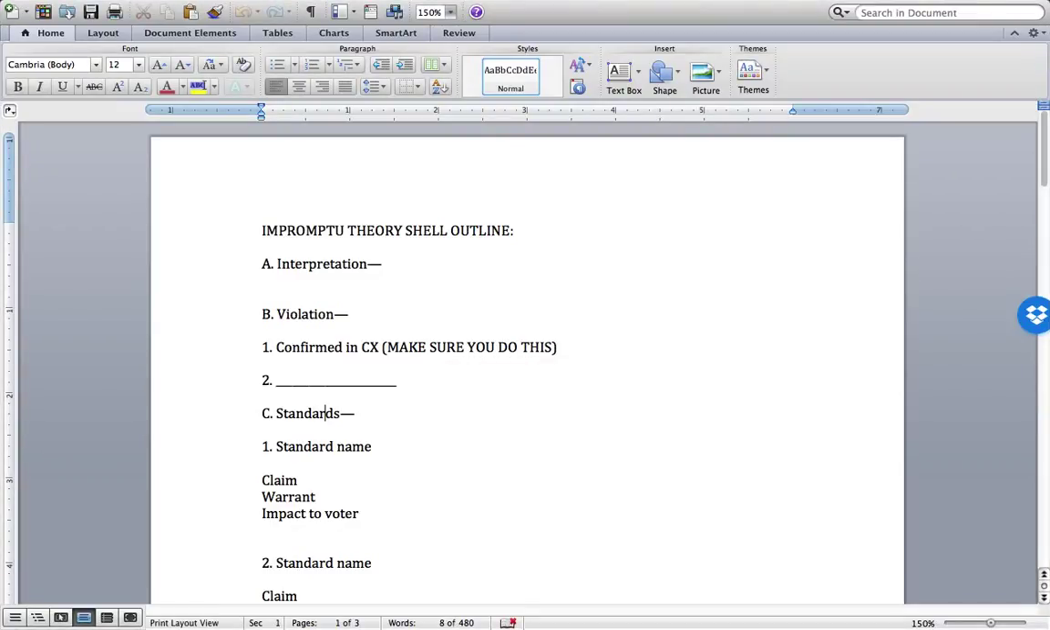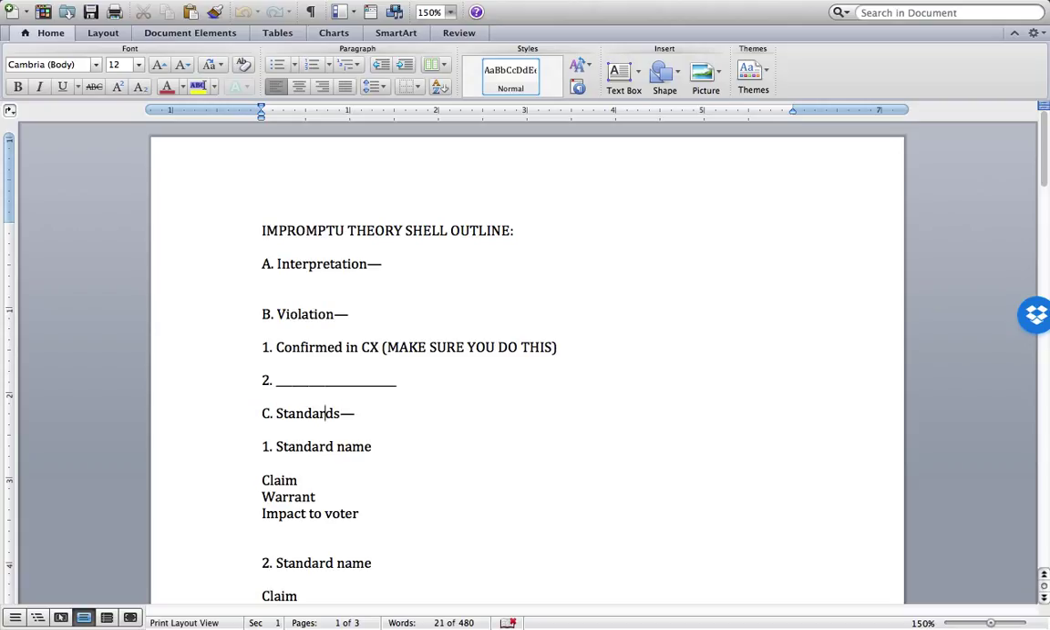Okay, so we're going to discuss how to get good at impromptuing theory shells, which is a crucial skill. I think the most important part about impromptuing theory shells is, A, having an outline in mind, a structure through which you would go through an impromptu theory shell.